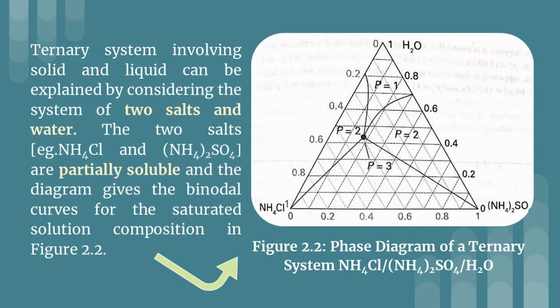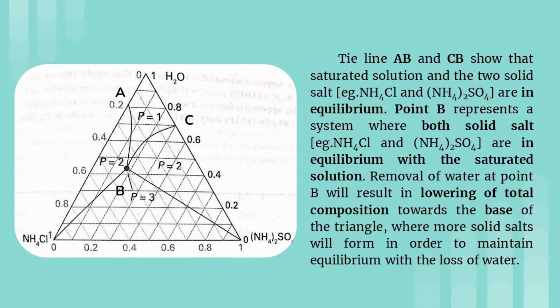A ternary system involving solid and liquid can be explained by considering the system of 2 salts and water. The 2 salts, for example, NH4Cl and (NH4)2SO4, are partially soluble, and the diagram gives binodal curves for the saturated solution composition in figure 2.2. In this figure, tie lines AB and CB show that the saturated solution and the 2 solid salts are in equilibrium. Point B represents a system where both solid salts are in equilibrium with the saturated solution.